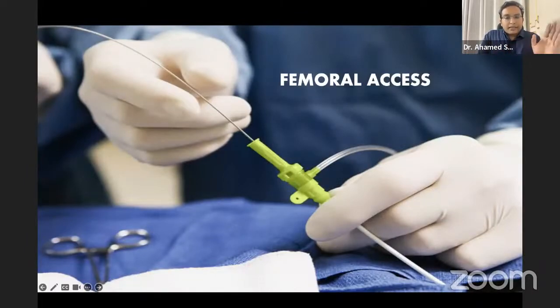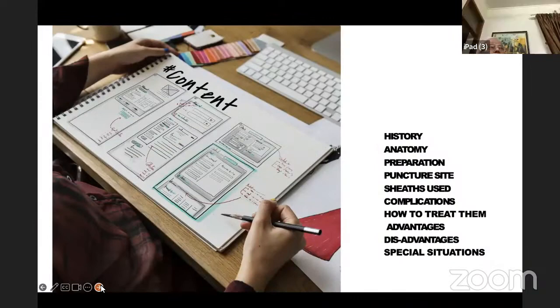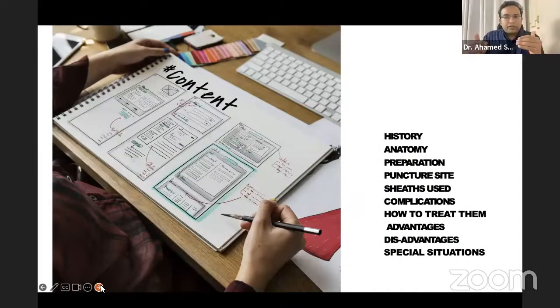But now we know that the most commonly used one is the femoral access, and how to go about the femoral access is the topic of my presentation. My timeline would be: first, a short history of the femoral access; then the anatomy, how to prepare, puncture site, the sheaths used, the complications, how to treat these complications, the advantages and disadvantages of the femoral route, and special situations, especially in children or in case of blockage or other complications.